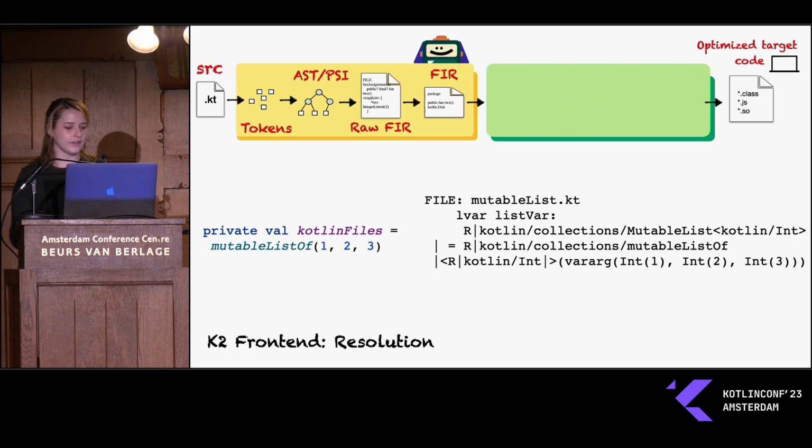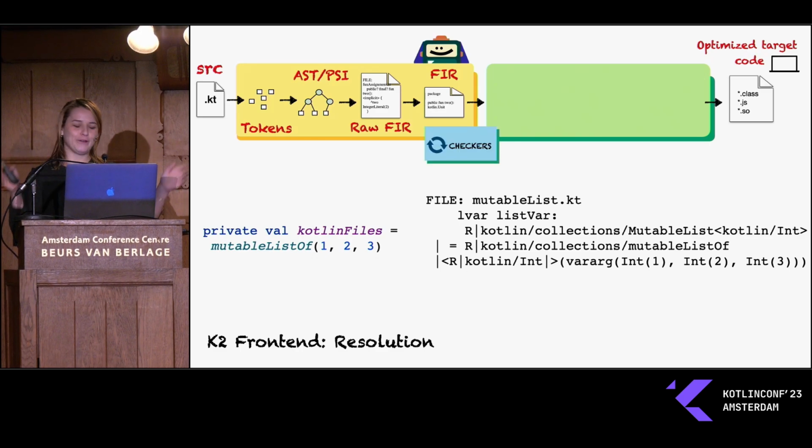So the resolution stage for the FIR front end transforms the generated raw FIR in different stages, filling the tree with semantic information. For the FIR front end, resolution already performs some desugaring to simplify further resolve. For example, if statements might be replaced with when, and for loops transformed into while loops. It used to be that we had to do all that in the back end, but now we move some of that to the front end with the FIR resolution.